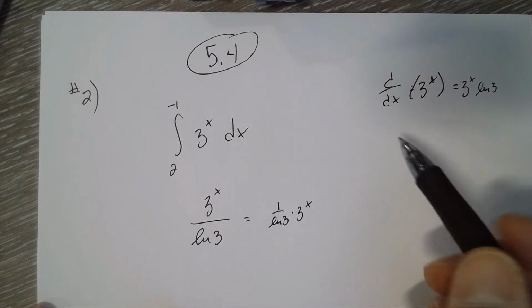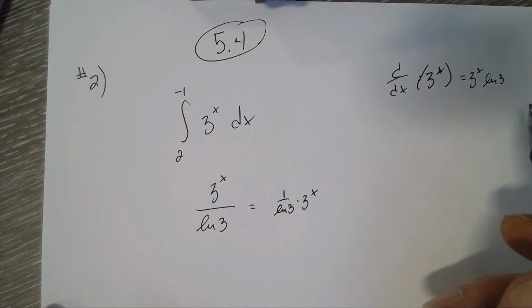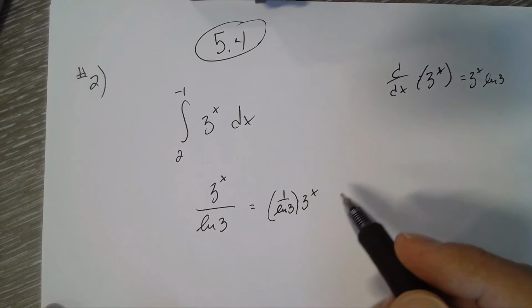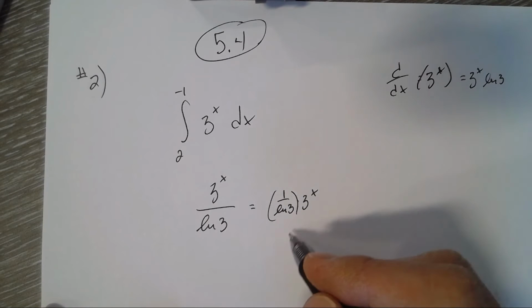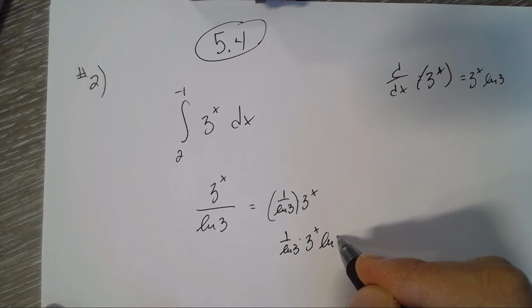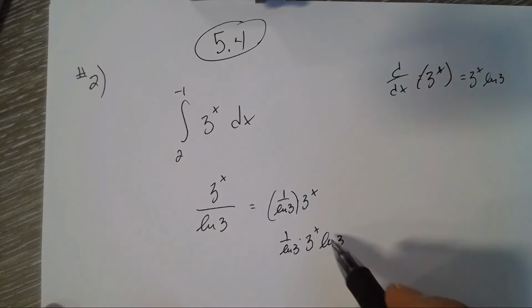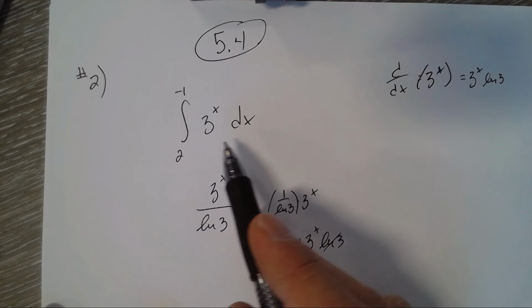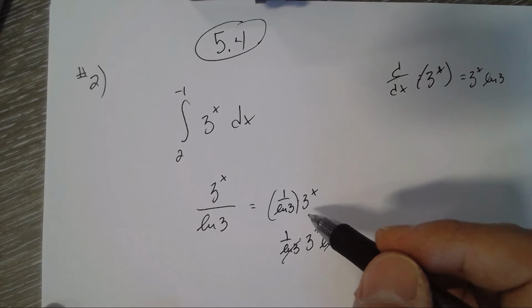The 1 over natural log of 3 is just a constant, so it'll just float. So the derivative of this is 1 over natural log of 3 times the derivative of 3 to the x, which is 3 to the x times the natural log of 3. And then our natural log 3's disappear, and we do get 3 to the x. So feeling pretty good about our antiderivative.